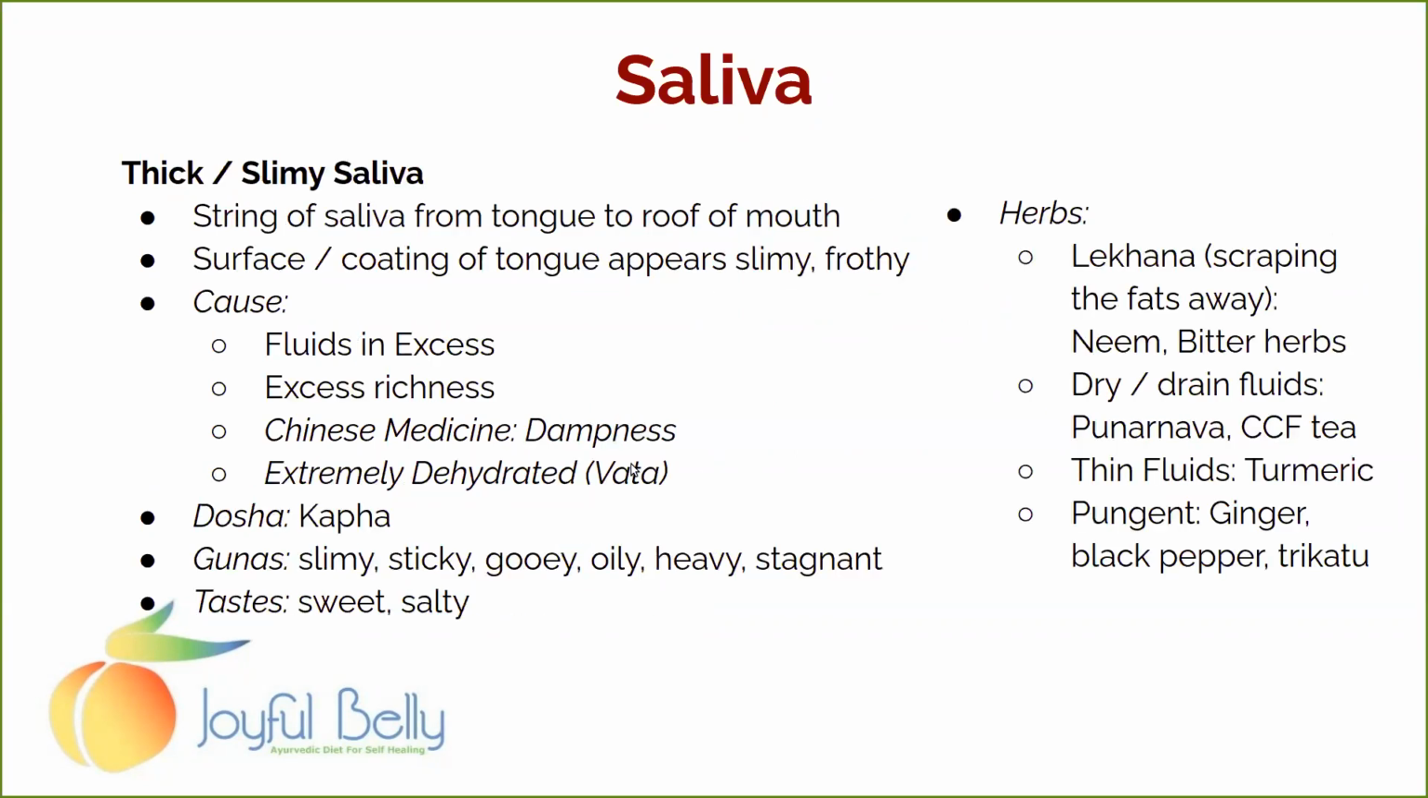If the saliva is very thick, then the saliva will feel slimy on the tongue, or you may notice a string of saliva from the tongue to the roof of the mouth. So when I ask a client to show me their tongue, if I see a string from the roof of the mouth to the tongue, then I know their saliva is very thick. And that means that there's too much fats, sugars, and proteins in the blood. That there's too much richness in the blood, or what Chinese medicine would call dampness. Or it could be a sign of extreme dehydration.